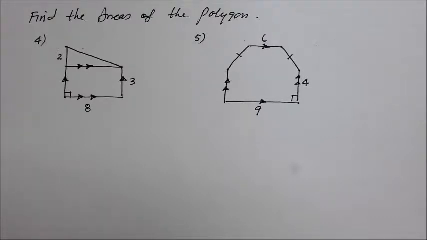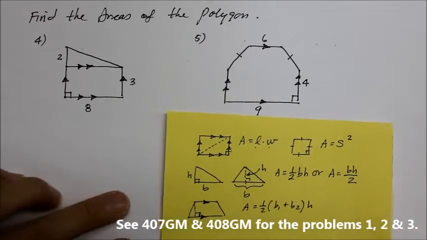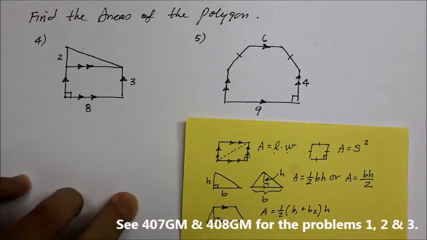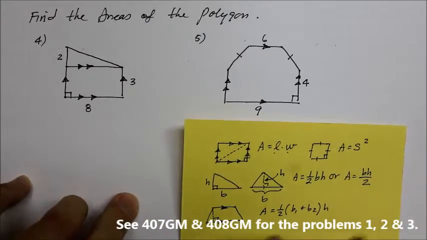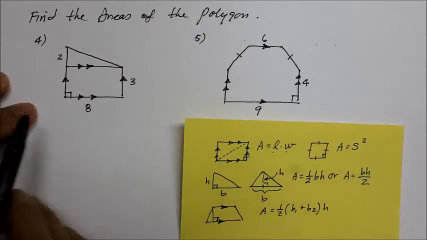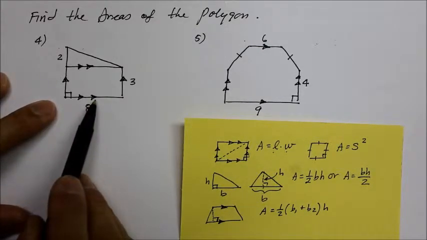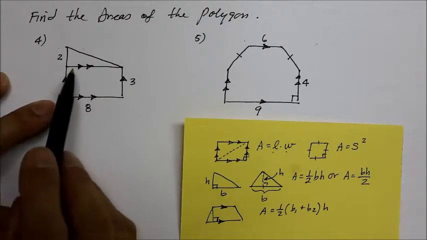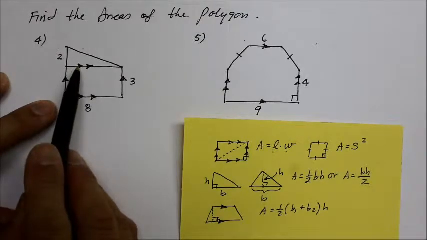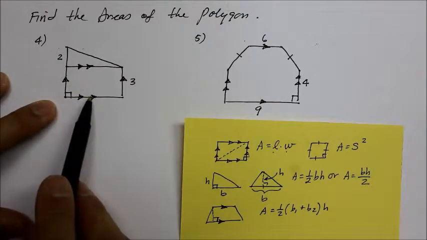Did you think we were done? Almost. Now I'm going to introduce you to some combinations of polygons. It's obvious this particular polygon is made up of a right triangle and a rectangle.